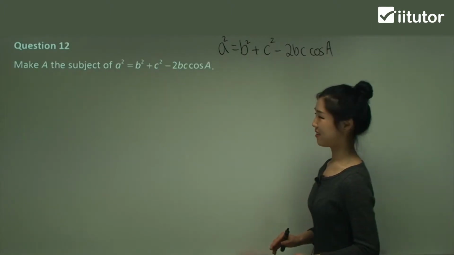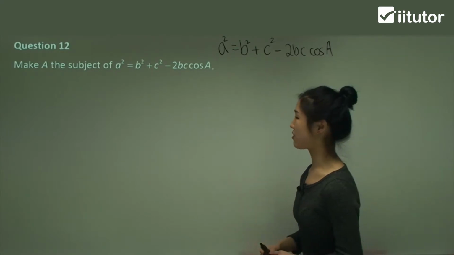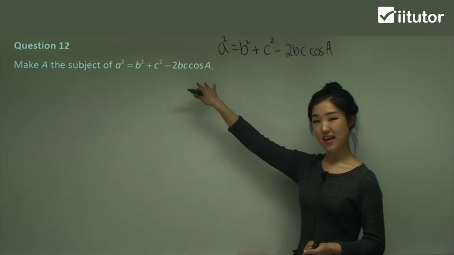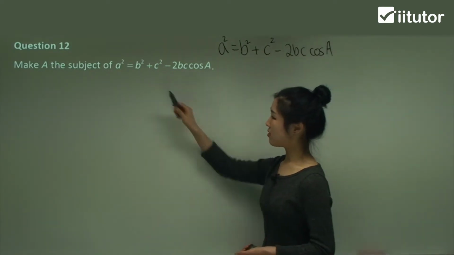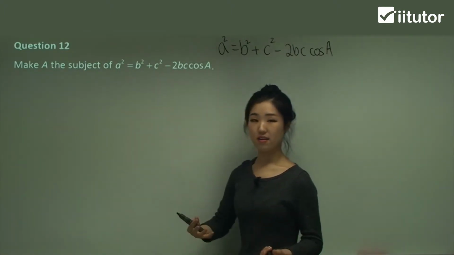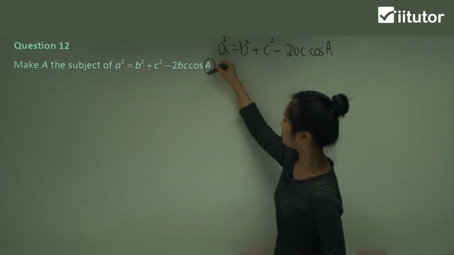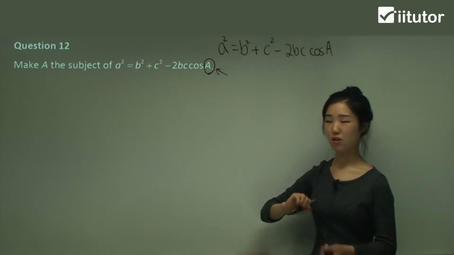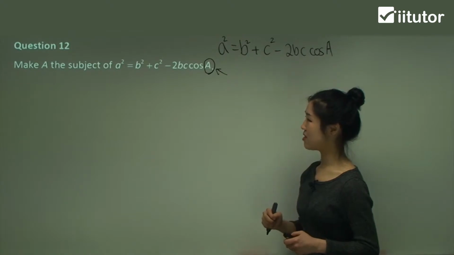Let's move on. This time it says make the capital A the subject of a squared equals b squared plus c squared minus 2bc cos A. What is that? That's our cosine rule. What they want you to do is see how the subject here is a squared. This little a here is a side. But in this question, they want you to make the capital A, which is the angle, the subject. So let's go ahead and do that. All you need is your good algebra skills, which I know all of you are okay with.